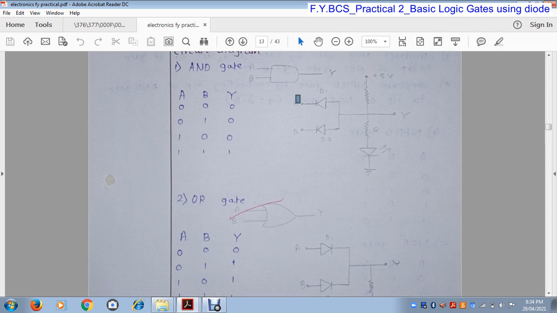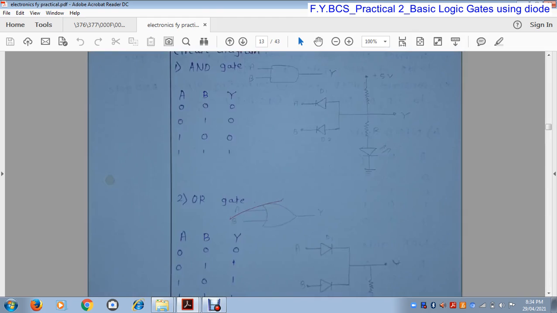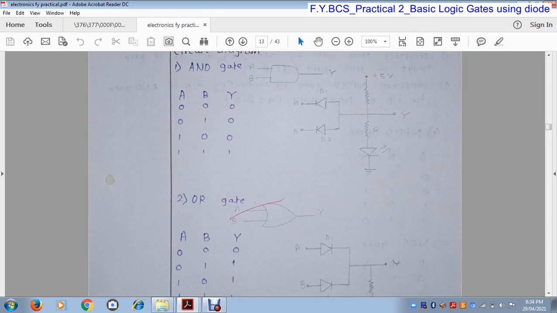So there is no current at diode D2, because here the B terminal is 1. 1 means 5 volts, so the potentials across these two terminals are the same. Current flows from higher to lower, so this anode becomes 5 volt and this cathode is 0. The anode terminal is higher, the cathode terminal is lower. So all the current provided by the 5 volt power supply flows through diode D1. There is no current across this LED, so the LED remains off.